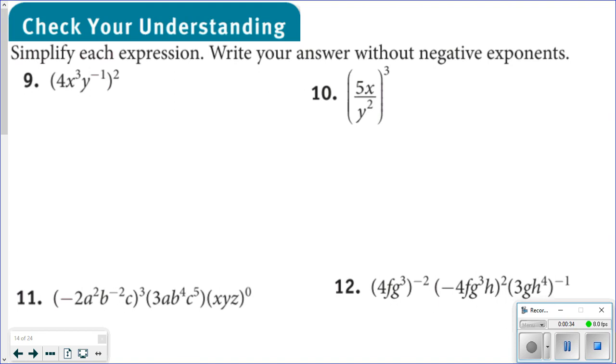So I want you to pause the video, and I want you to try questions 9 through 14. Take out your graphic organizer that has all of the exponent rules. If you get stuck, ask a neighbor. You can work through these questions together. So pause the video. I don't want you to hit play until you've attempted and gotten an answer for all of these questions. You can do it.